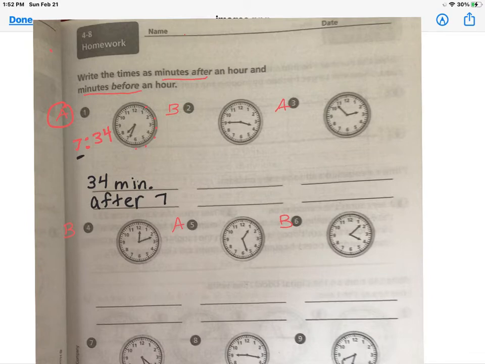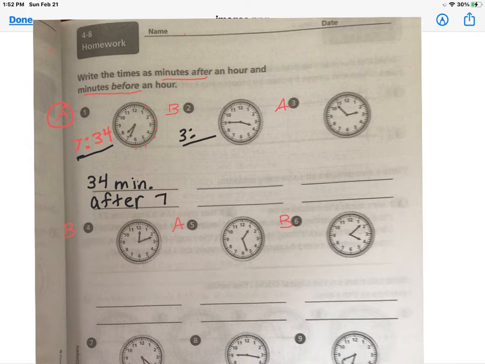All right, let's look at our next one. I like to write the time on the side first just because it's a little bit easier. Okay, like we did over here. So what is the time on the clock? Well, the hour hand is not quite to the 4, so I know it's 3. And then I'm going to check my minutes.